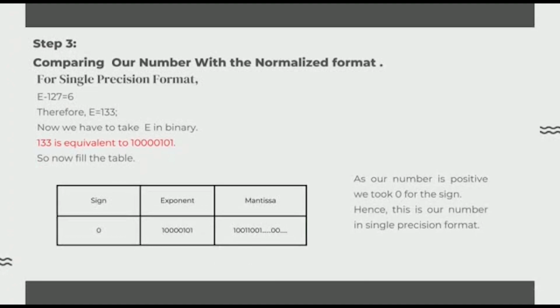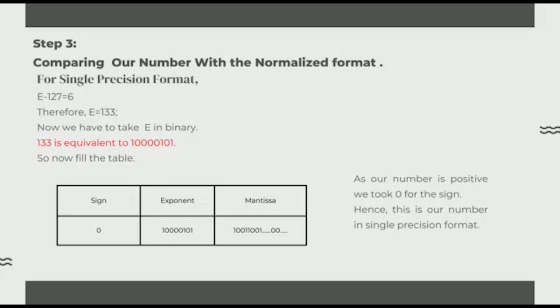So the third step is comparing our number with the normalized form. In the first part, we will compare it with the single precision format's normalized form. For that, e minus 127 will be equal to 6. So e, which is the exponent, will be equal to 133. Now let's take the binary form of that e, which is of 133. The binary form is 10000101. So let's move on to filling the table.